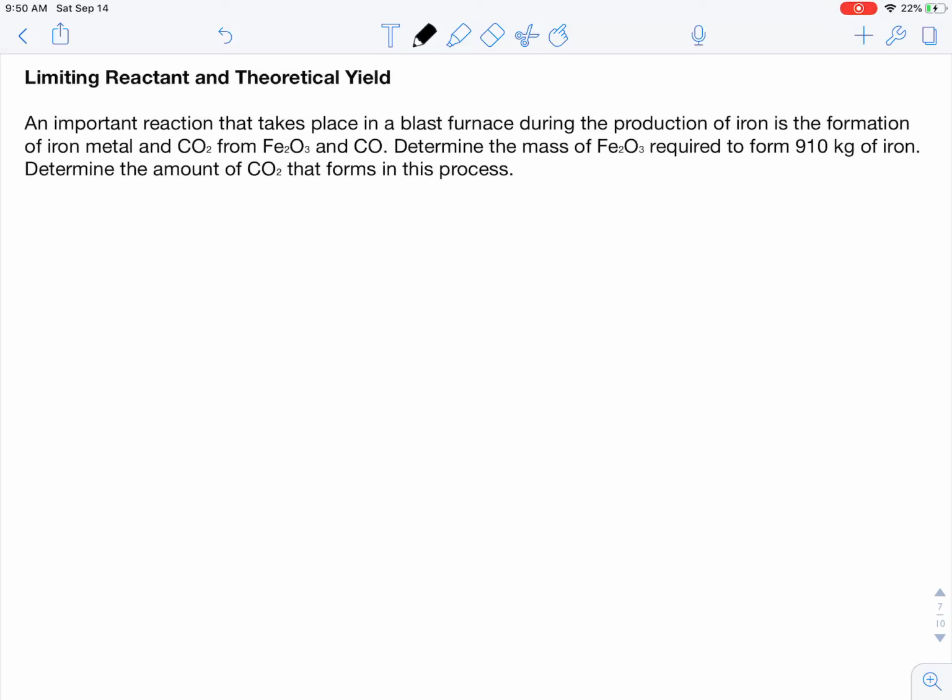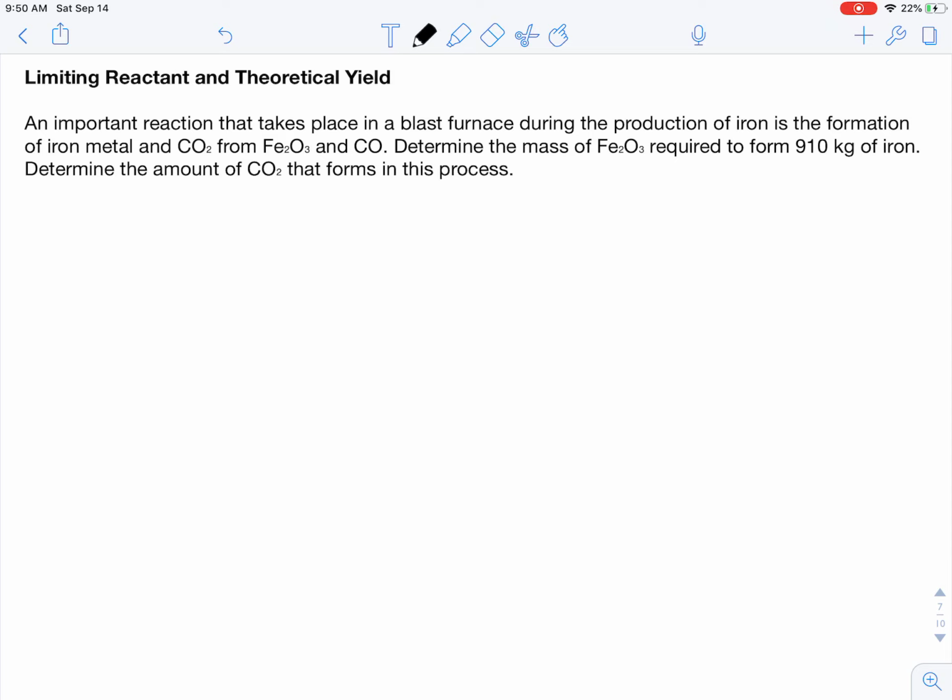An important reaction that takes place in a blast furnace during the production of iron is the formation of iron metal and carbon dioxide from iron(III) oxide and carbon monoxide. Determine the mass of iron(III) oxide required to form 910 kilograms of iron. Determine the amount of carbon dioxide that forms in this process.